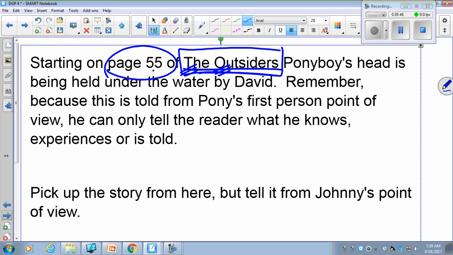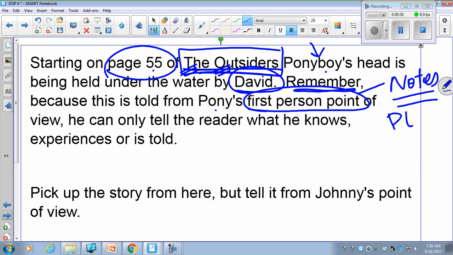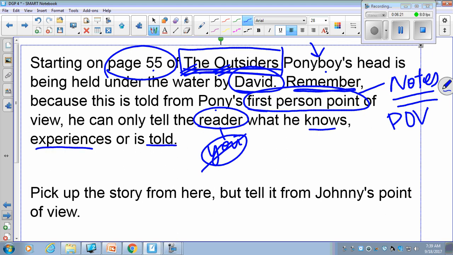Starting on page 55 of The Outsiders, Ponyboy's head is being held underwater by David. Give the kid a bath, David, and that's where he's holding Ponyboy's head. Remember, because this story is told from Ponyboy's first person point of view, and here's where you can go back and look at your notes on point of view, he can only tell the reader, that's us, notice I didn't use the word you, I used the word reader, what he knows, experiences, or is told.